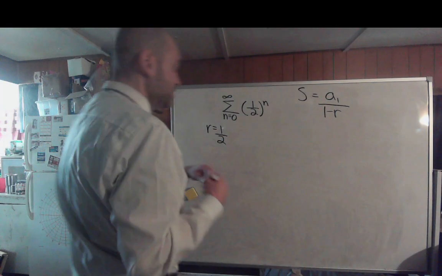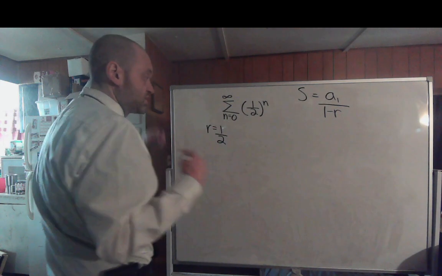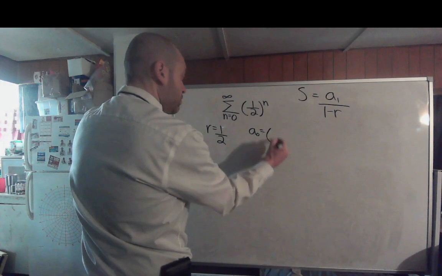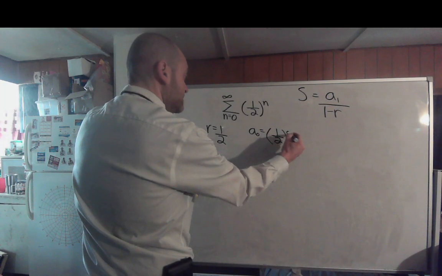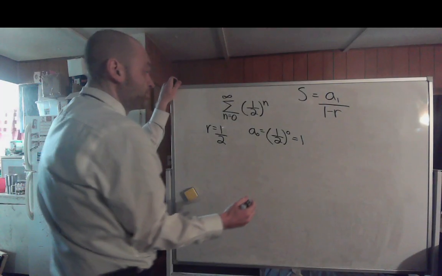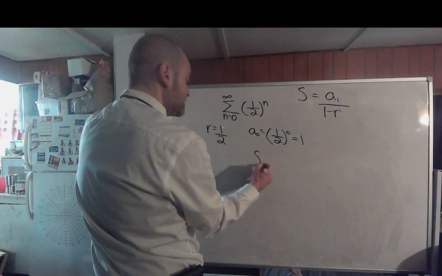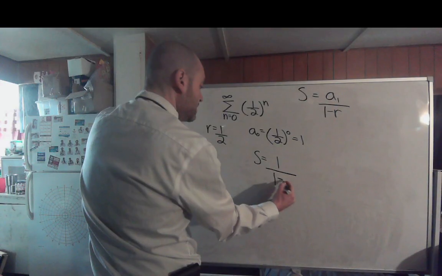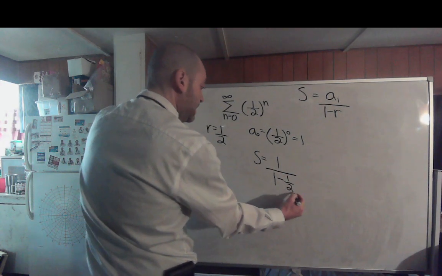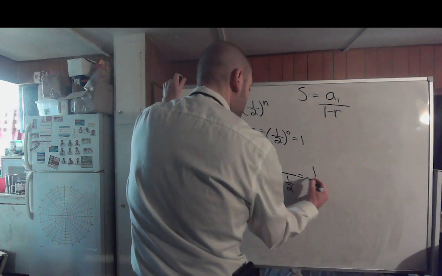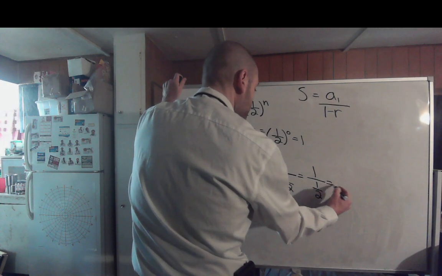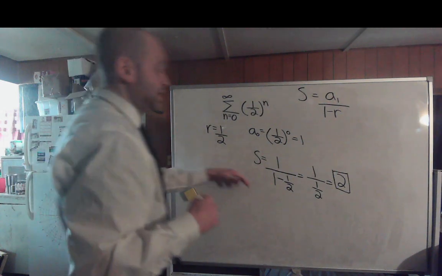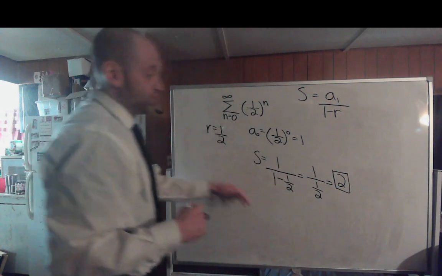Now, a sub 1 in this case is actually going to be a sub 0. We're starting with the 0th term, so that's going to be 1/2 to the 0 power, which would be 1, right? So to find the sum, we'll take our first term, the a sub 0, that'd be 1 over 1 minus your common ratio of 1/2, which would be 1 over 1/2, which would be 2. So this series will converge to 2, meaning the sum of this infinite geometric series would be 2.